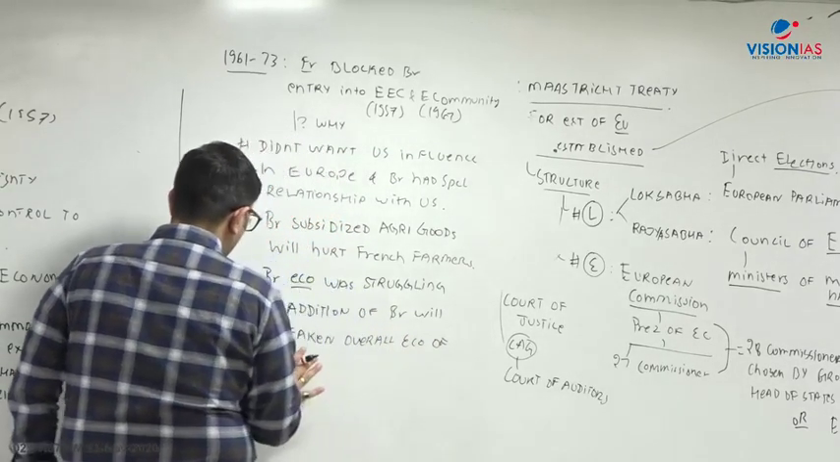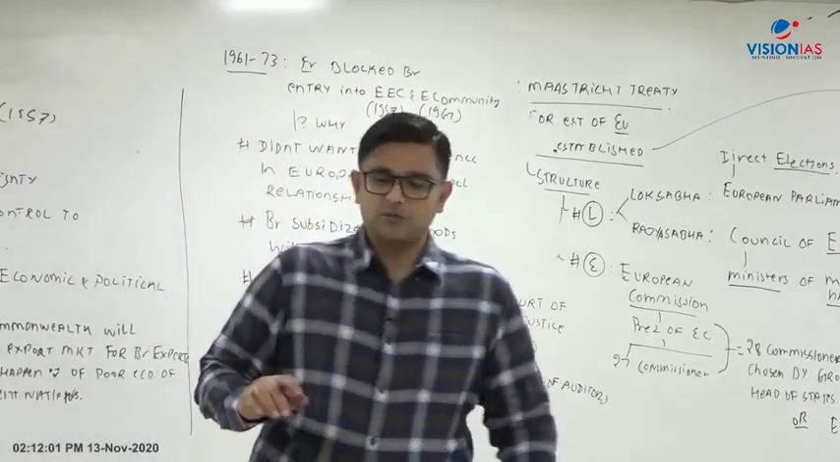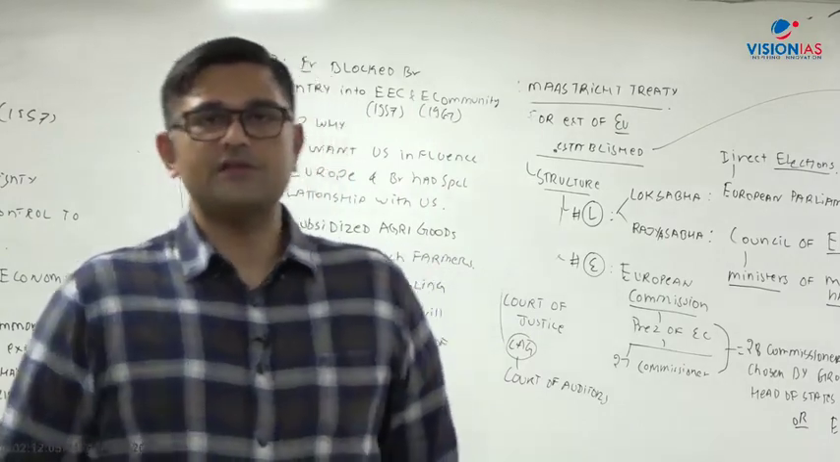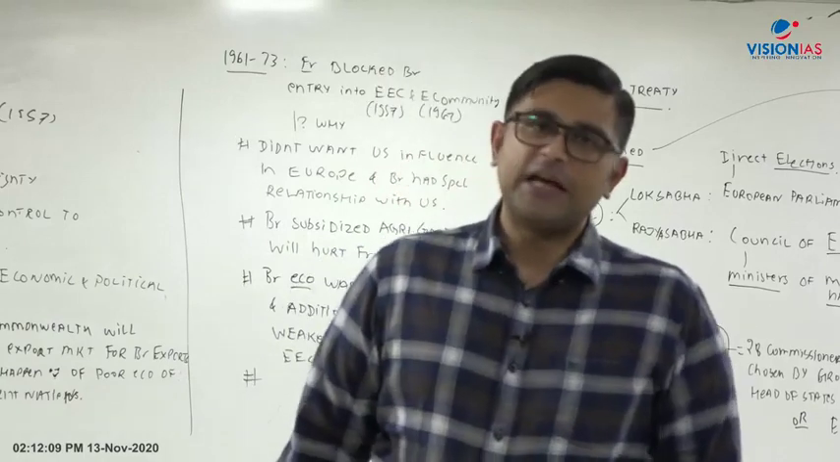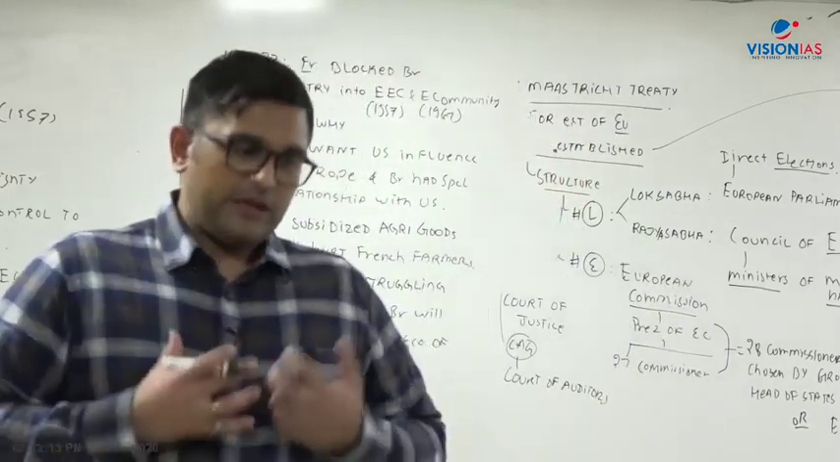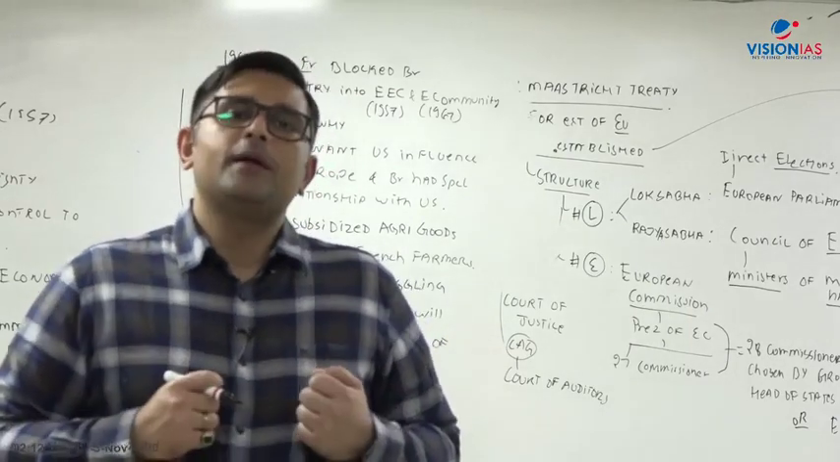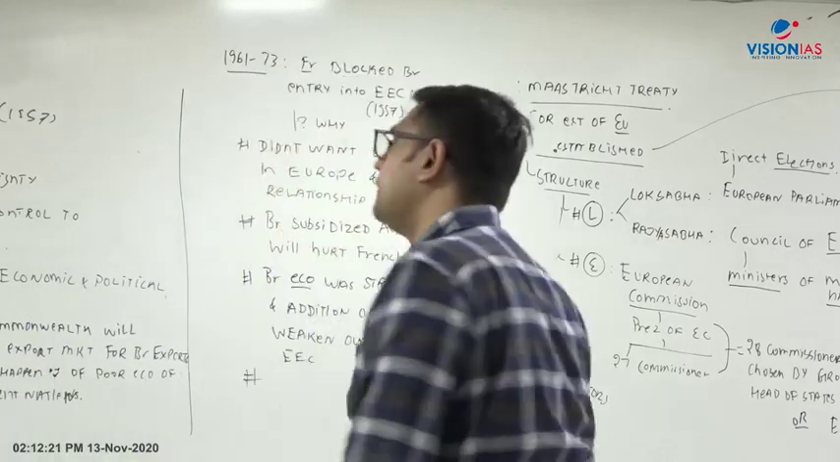Right. So therefore, plus lastly, there was a person called Charles de Gaulle. Mr. Charles de Gaulle was the president of France from 1958 till 1969, and he was a nationalist. Actually, he was a war veteran of World War II, and his personality was more nationalist and more anti-British. So therefore, he blocked. So it was Charles de Gaulle. His personality also played a role.